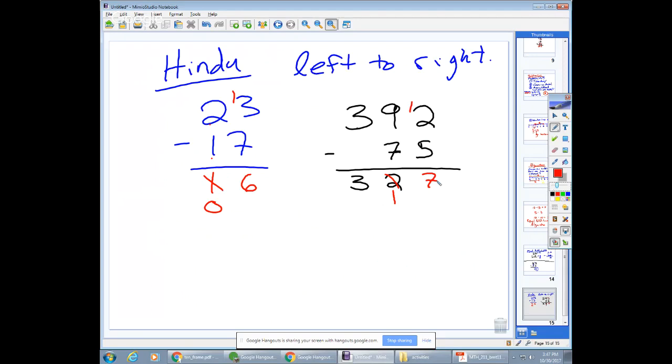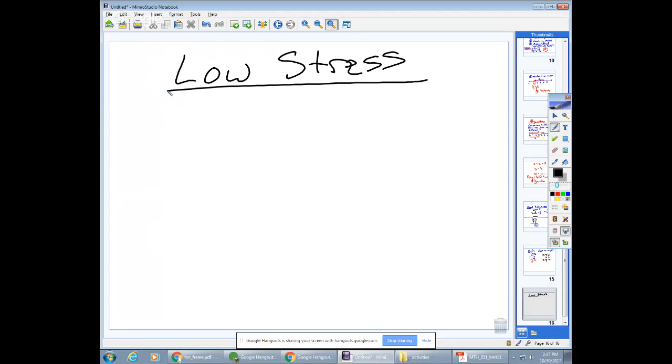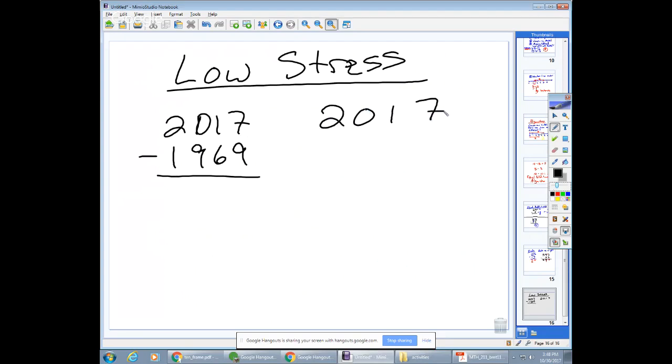All right, another algorithm is the low stress algorithm. So let's go back to our 2017 minus 1969. The way the low stress algorithm is, you rewrite it with some space in between. So I take my 2017, a lot of places they'll put a big rectangle in there and then write the 1969 underneath. And then they just kind of do the regrouping in the box, so it's not as messy with all the scratching that we do above.